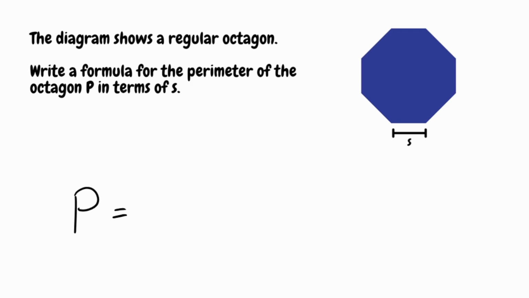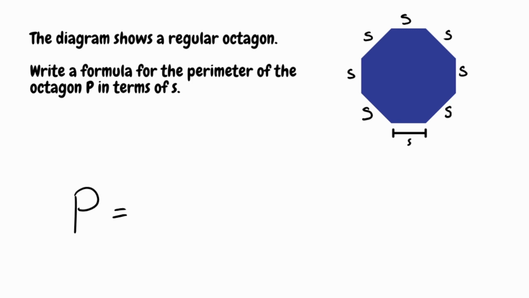So we've got a regular octagon, which we need to figure out the perimeter of. Well, because we know it's a regular octagon, that means that all the sides are going to be the same. So if we're given on the diagram that that bottom side has a length of s, that means that all the sides will have a length of s. As we said, it's a regular octagon. So now we want to find the perimeter of this shape.